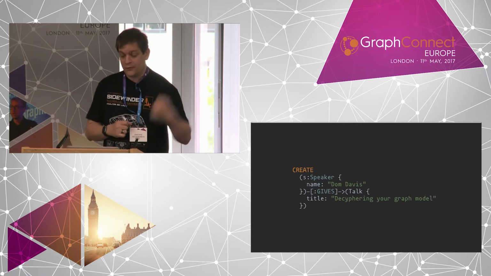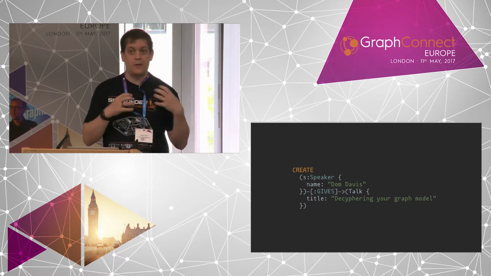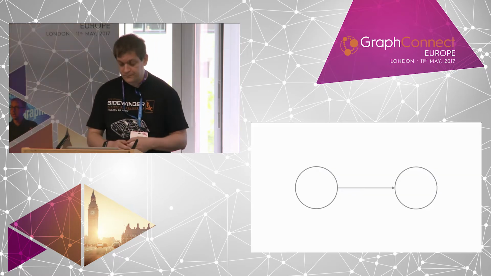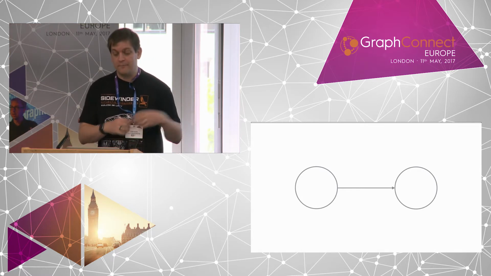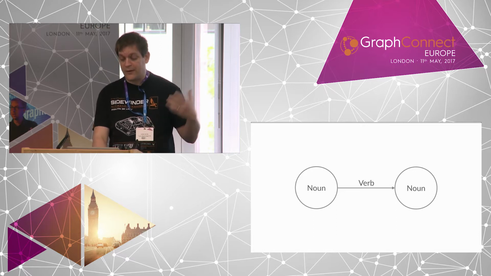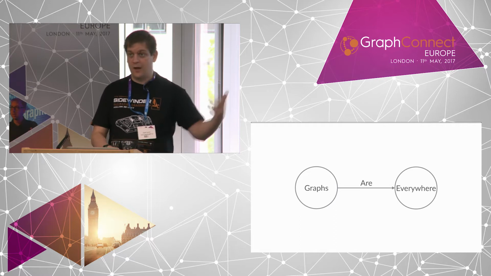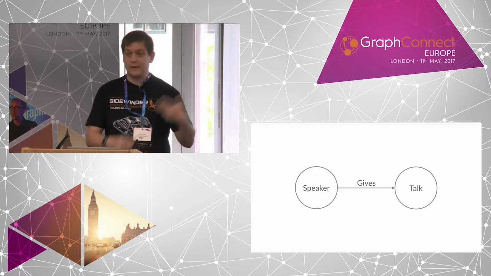But jumping straight into the Cypher isn't necessarily the best way to go about discovering the model of your world. A graph is basically a way of modeling the world using interconnected triples. So these triples then use the noun, verb, noun type format. So graphs are everywhere, and speaker gives talk.